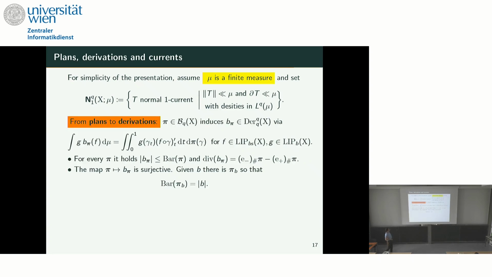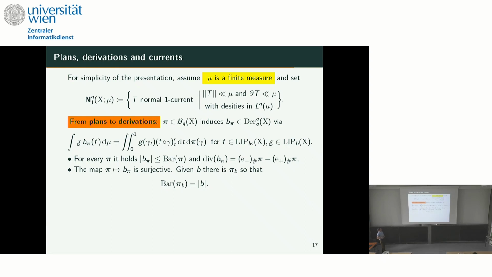Now, how do you go from plans to derivations? We have plans with barycenter in LQ, we have derivations with Q divergence, and we have normal one currents with densities in LQ. So how do we go from plans to derivations? Given a plan in our class, it induces a derivation with divergence in LQ, just with this formula here.